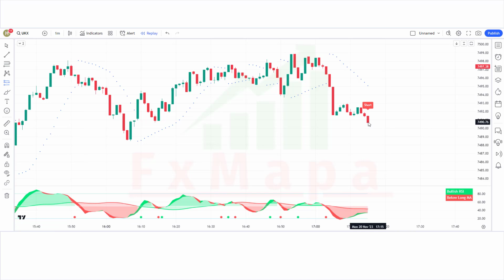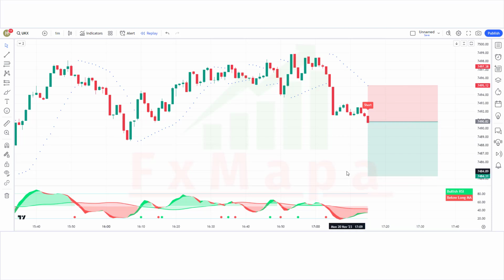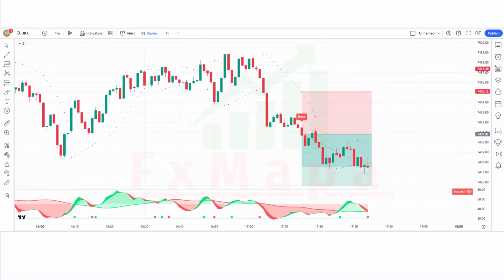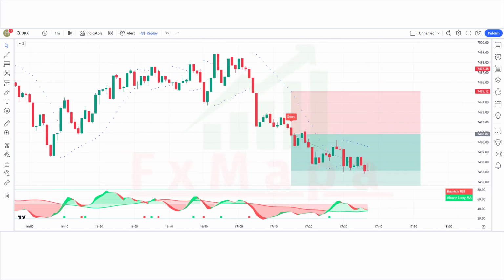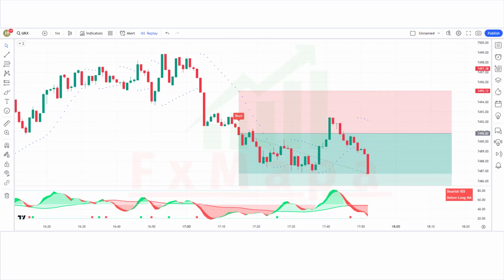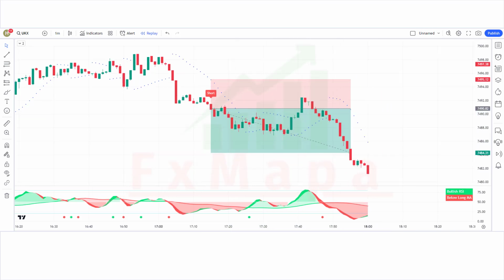Our stop loss will be placed at the parabolic SAR of the higher level, and the risk to reward ratio will be 1:1.5. Let's see what happens to our trade. Our trade is running in profit. We have won the trade. Wait for the next signal.